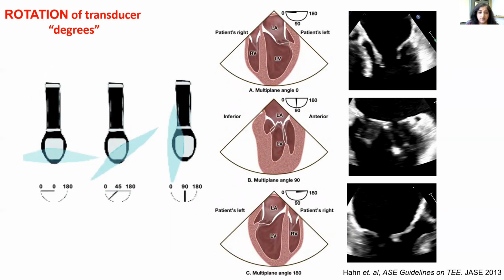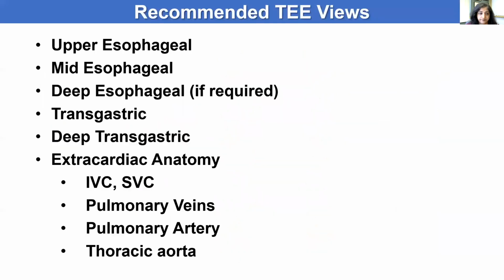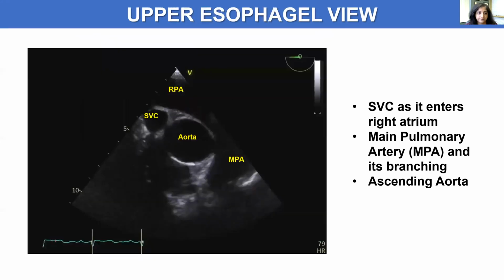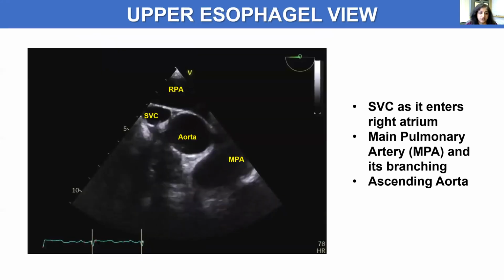And you can see here that by rotating in different degrees, we can, for example, assess various parts of myocardial or mitral valve anatomy. And these are the recommended TEE views, deep esophageal views only if required, but in general, upper esophageal views, mid esophageal views, the transgastric and deep transgastric views, and then prior to withdrawing the TEE probe to evaluate extracardiac anatomy.